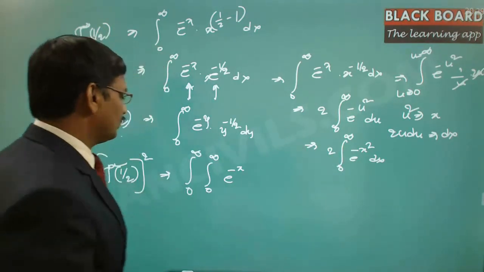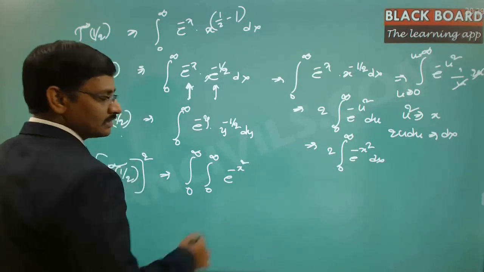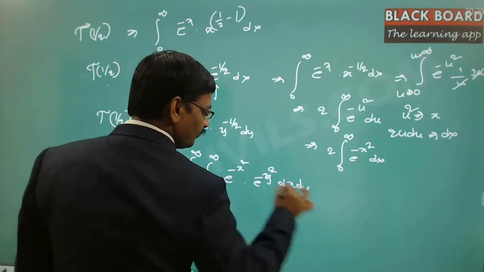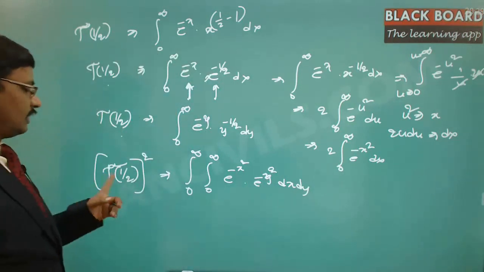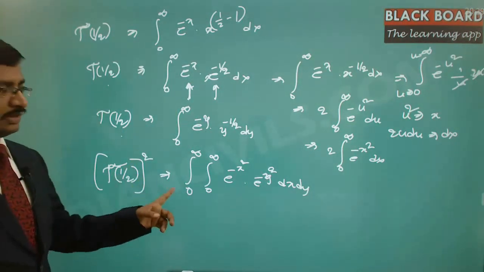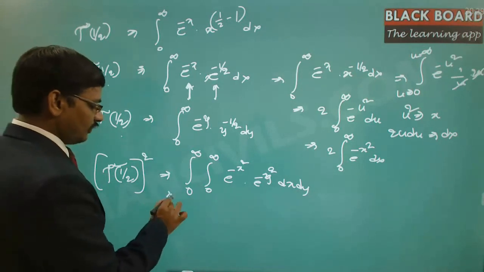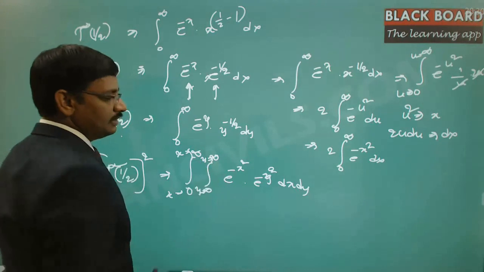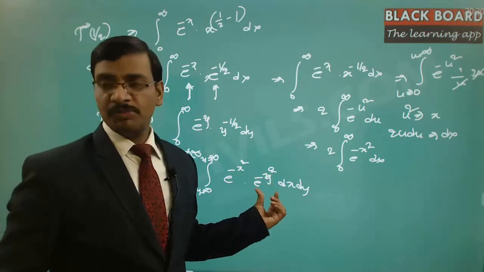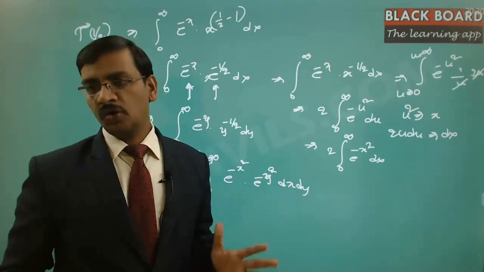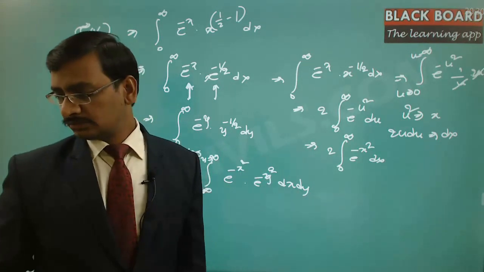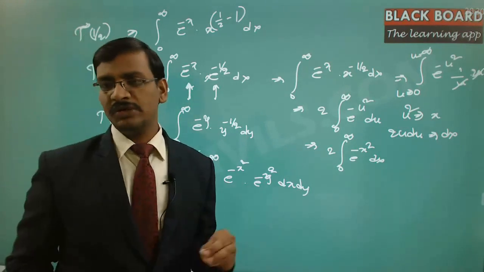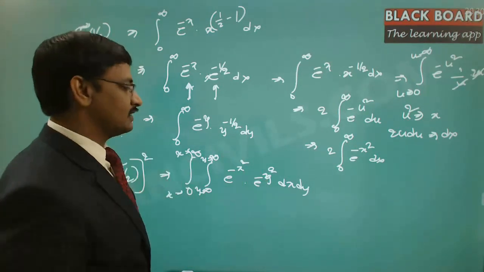So the same value works with e power minus x square and e power minus y square, and then dx dy, you can do this. So this is the square of gamma of 1 by 2. This value is equal to x varying from 0 to infinity, and y also varying from 0 to infinity, of e power minus x square and e power minus y square into dx dy. I hope everybody understood this. Got it? These are some of the special cases that we are going to discuss in mathematics.